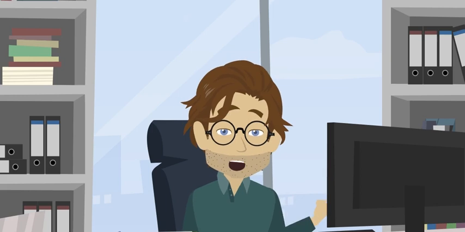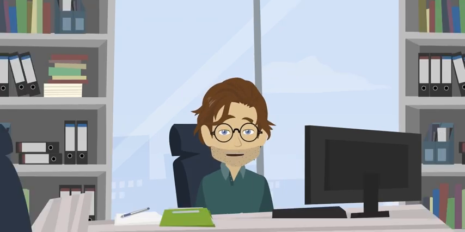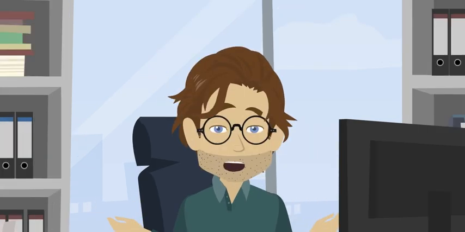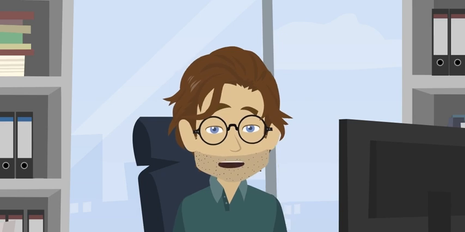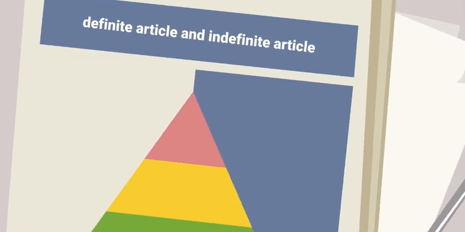For example, when we talk about a man, we use the article der. When we talk about a woman, we use the article die. And when we talk about a neutrum, we use das. There are also differences between the definite and indefinite articles.